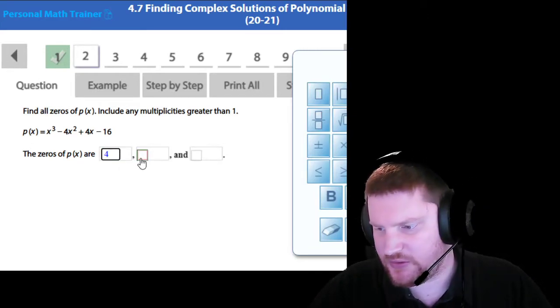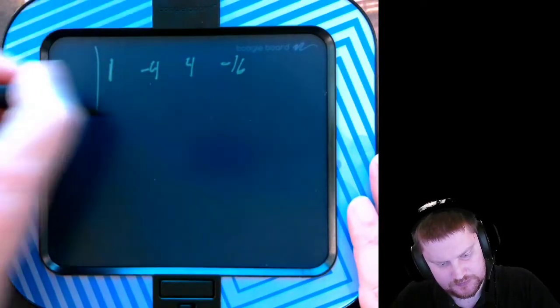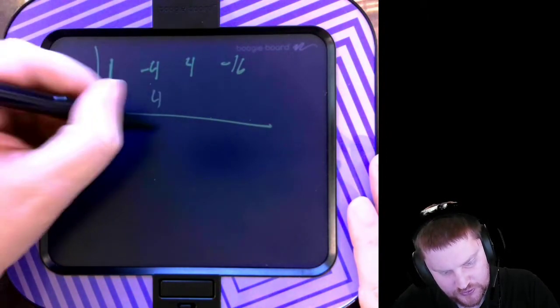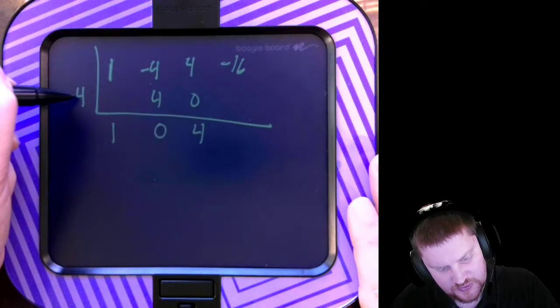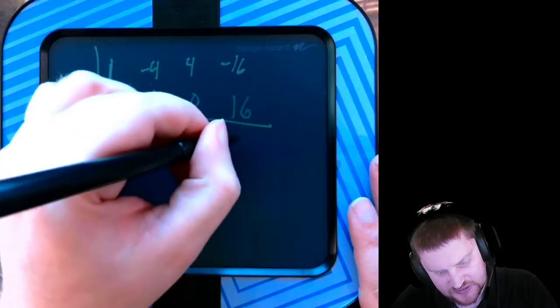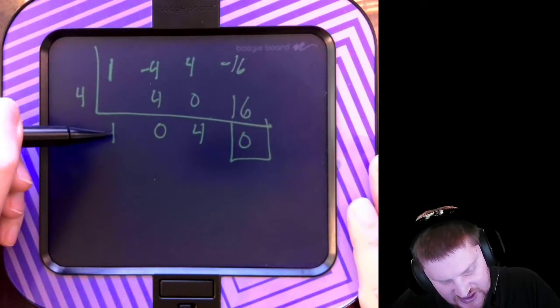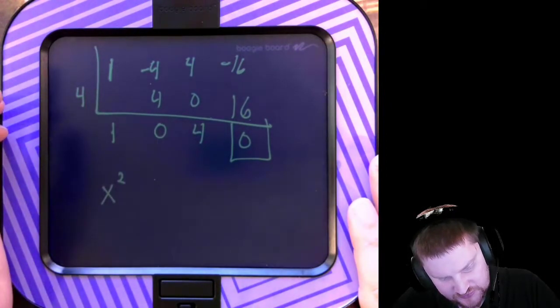Using synthetic division, we take the coefficients. X cubed becomes 1. Negative 4x squared is negative 4. 4x is 4. And negative 16. Take the 4. We drop down the 1. 1 times 4 is 4. Negative 4 plus 4 becomes 0. 0 times 4 is 0. 4 drops down. And we get 4 times 4 is 16. Negative 16 plus 16 is 0. Once again we have a 0. But this time we have x squared plus 4.